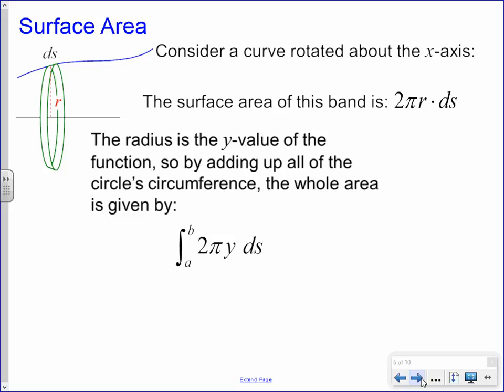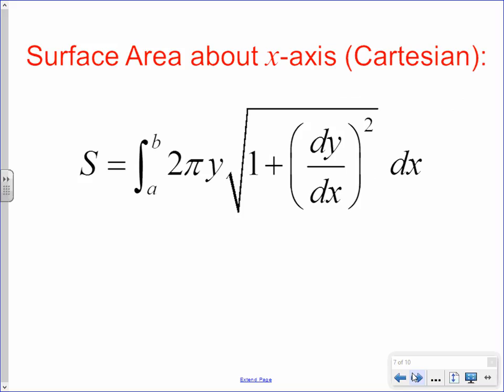Now let's relate this to arc length. We know how to find the length of an entire function. If we twist that around an axis, keeping this same 2 pi r concept, we have 2 pi r times the length of our entire curve. This is us rotating around the x-axis. If we wanted to rotate around the y-axis, we would have to switch all of our variables.